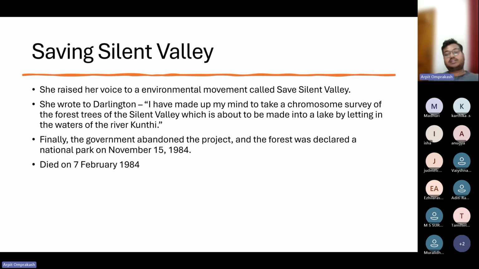She wrote to Darlington that I have made up my mind to take a chromosome survey of the forest trees of Silent Valley, which is about to be made into a lake by letting in the waters of the river Kunti. Finally, the government abandoned the project after years of struggle and protest, and the forest was declared a national park on November 15, 1984. However, Janaki had died earlier that year before this happened, around 7th of February 1984.